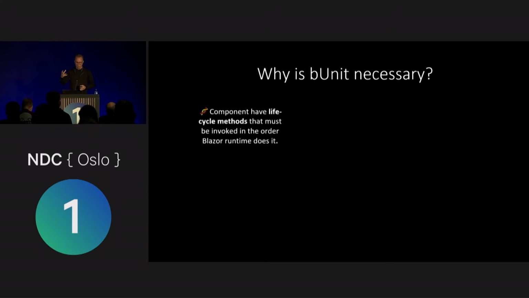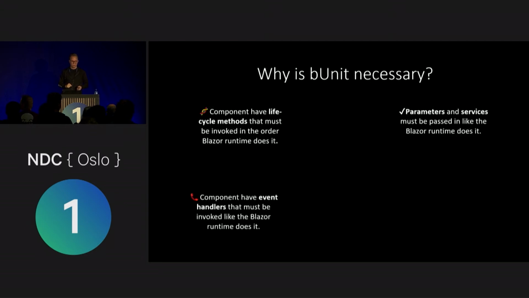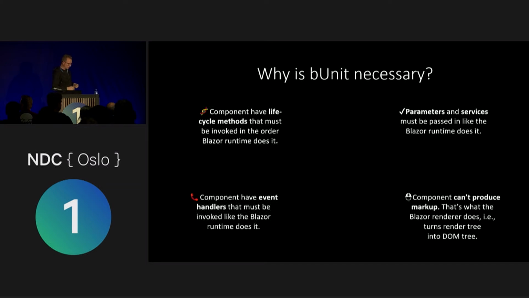One of the things is that components do have lifecycle methods. And during a test, you need to make sure that those lifecycle methods are called and used in the same way that the Blazor runtime would do it. Similarly, parameters, services, and other things like that need to be passed into the Blazor component in the same way that the Blazor runtime does it, at the right time. And there are event handlers. We need to trigger those in the same way that the Blazor runtime does it. I guess you're seeing a pattern here.